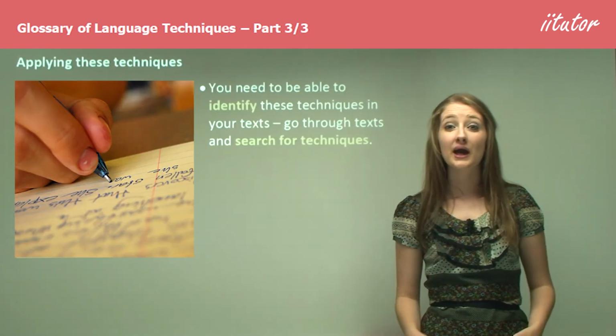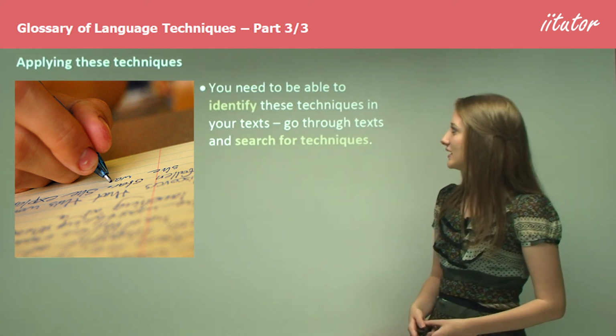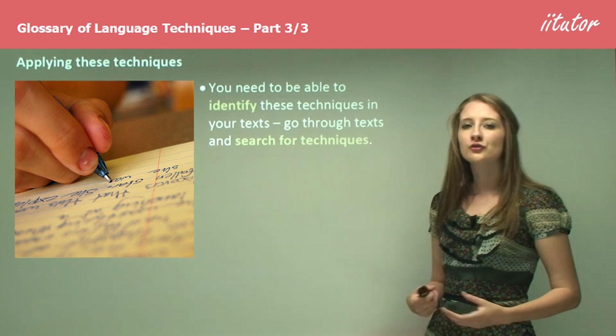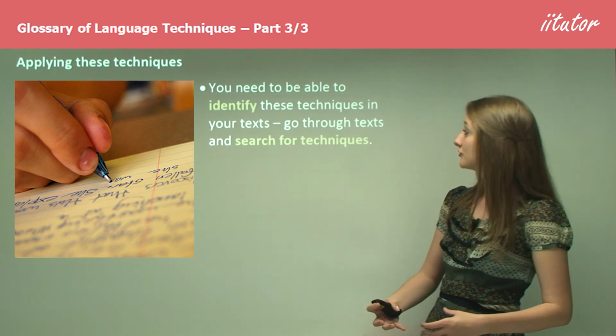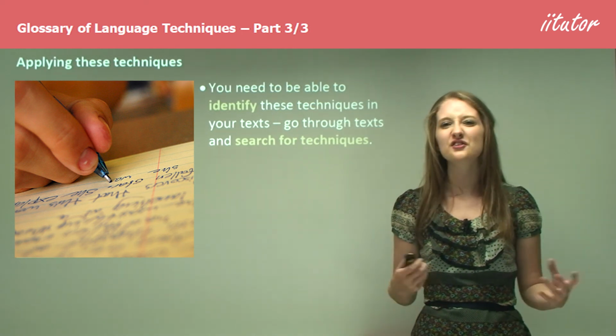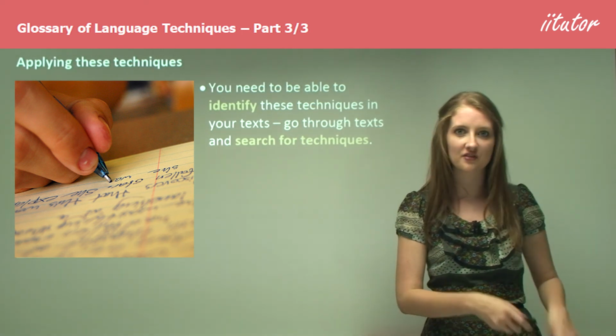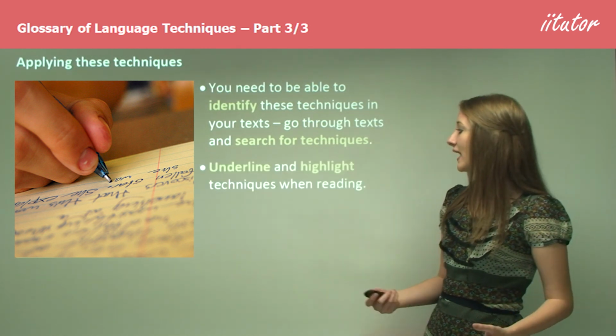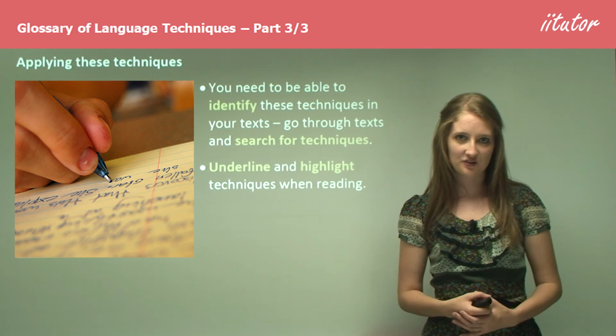So now let's have a look at applying these techniques. Now you need to be able to identify these techniques in your texts. So it's a really good idea to go through all your texts and search for these techniques, to highlight them, underline them, just get familiar with real examples of these abstract concepts. You should underline and highlight these when you're reading a text for the first time.